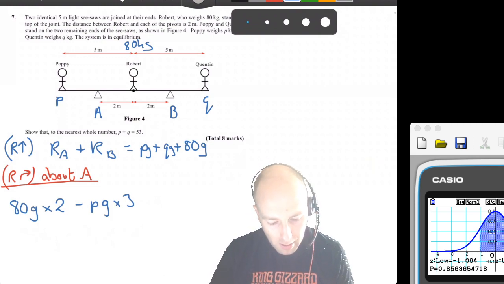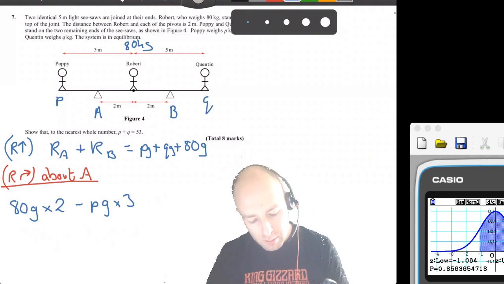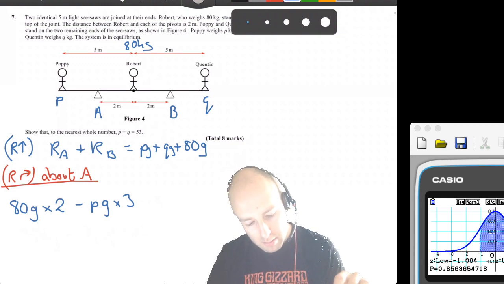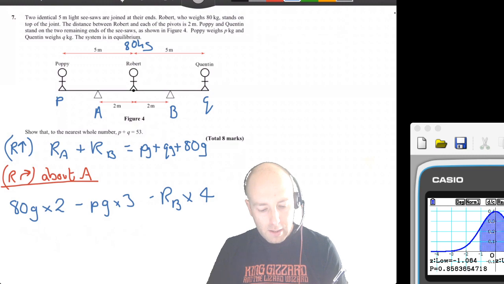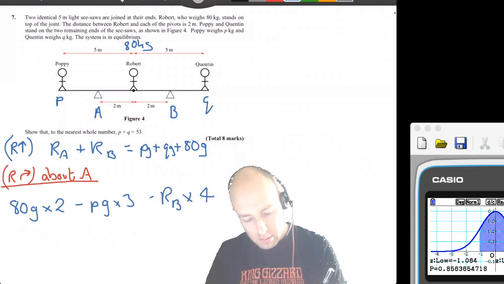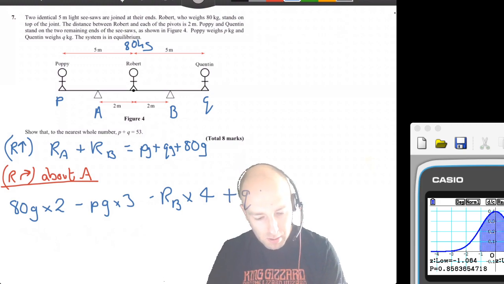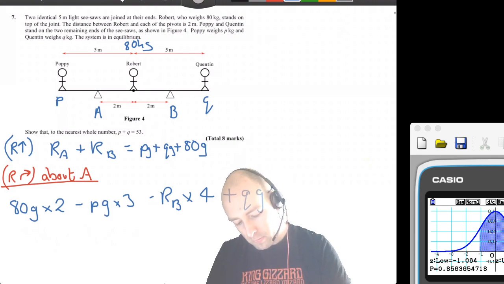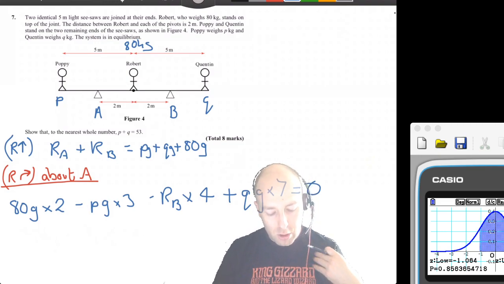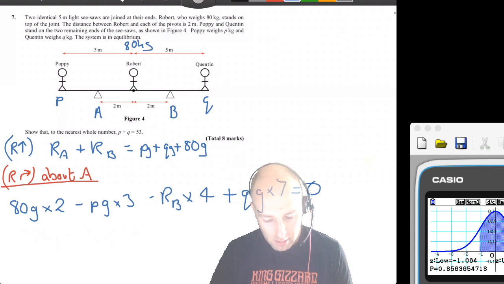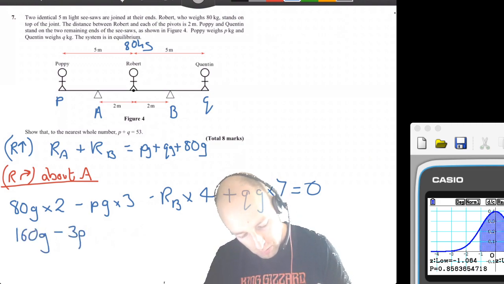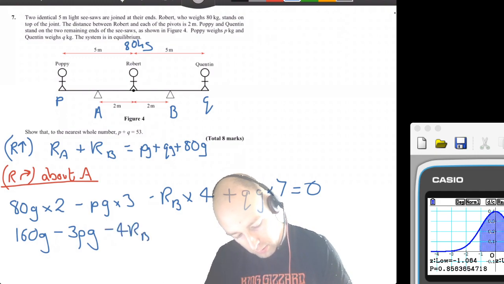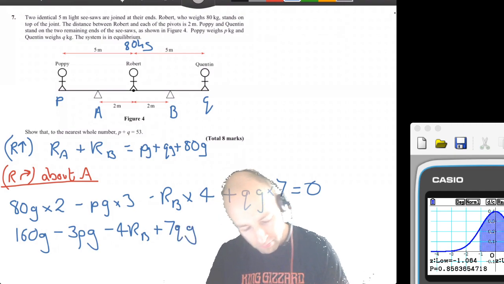So resolving about A, we're going to get, what did I say? ATG times 2. Yes. So I'm going clockwise. Okay, so anti-clockwise, we're going to get minus RB times 4. And then Quentin's weight is going to be plus QG times by 7. Cool. So that's all the forces acting around A. So we're going to get 160G minus 3PG minus 4RB plus 7QG equals 0.